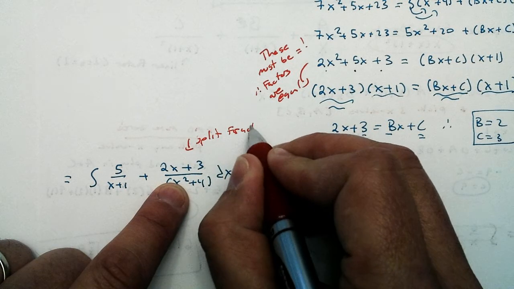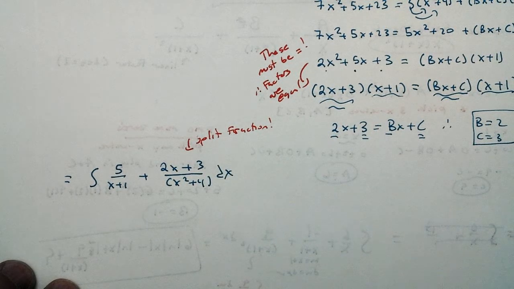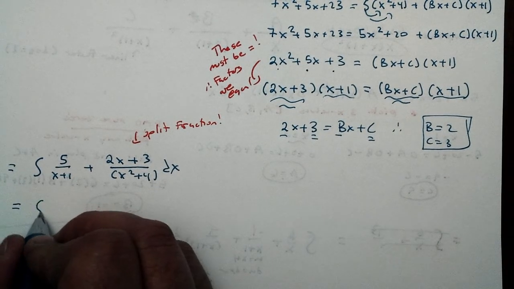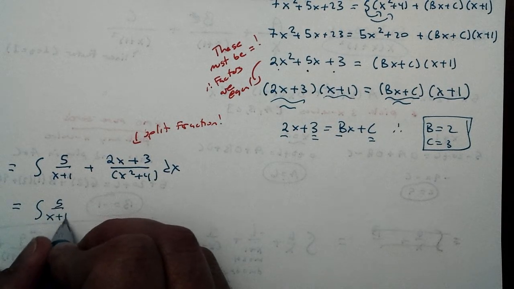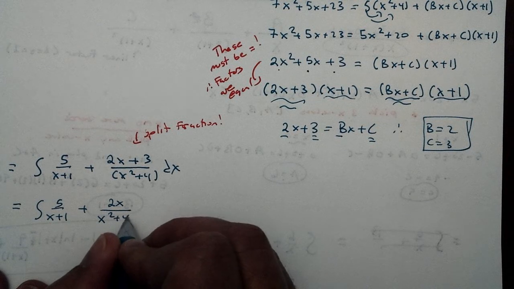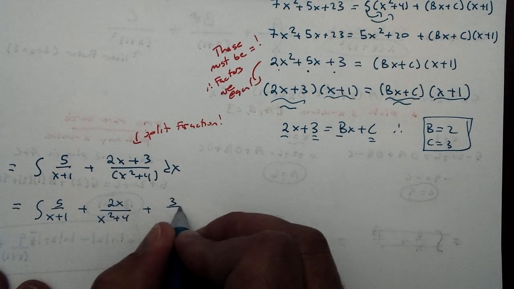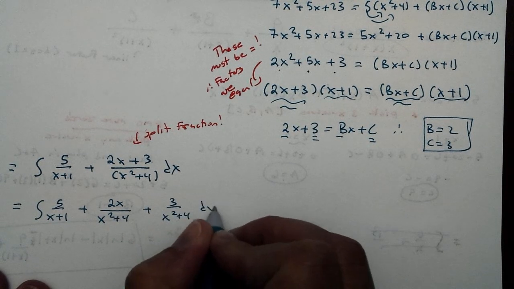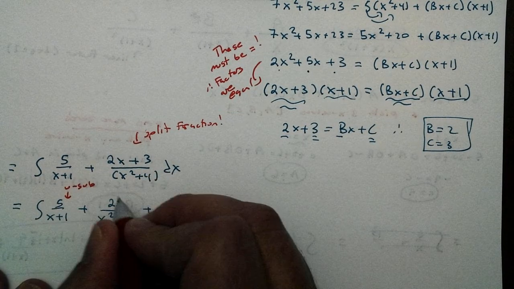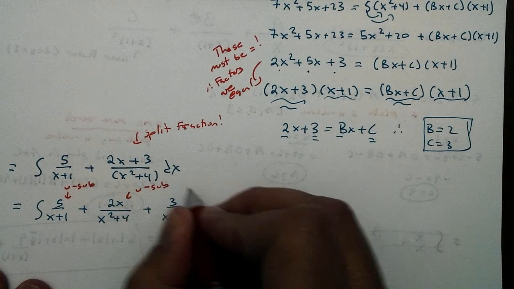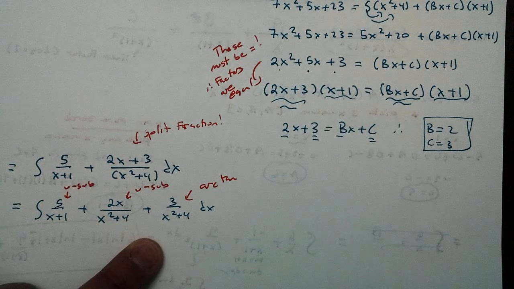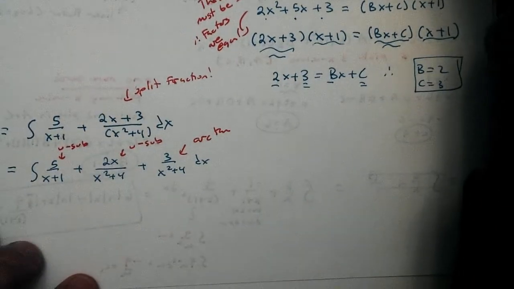This problem has it all, right? Okay, the longest problem you're ever going to get. So I can split that fraction. And that's going to give us 5 over x plus 1 plus 2x over x squared plus 4 plus 3 over x squared plus 4, dx. And what do we have? Well, that's our u sub. That's a u sub. And this one should look like our arctangent. Right there, that's our arctangent rule.